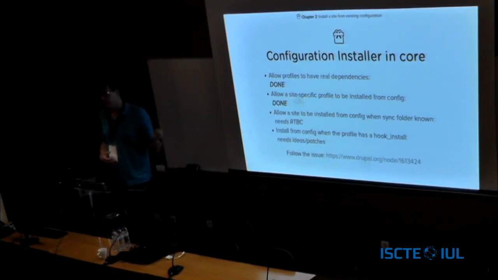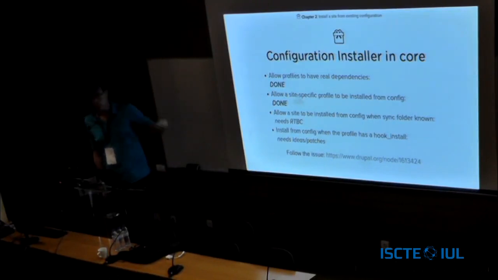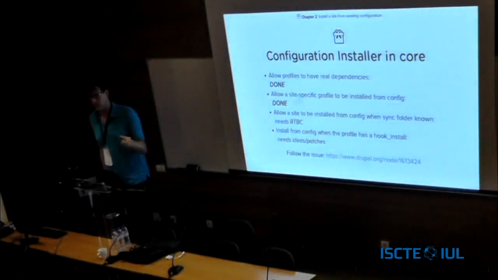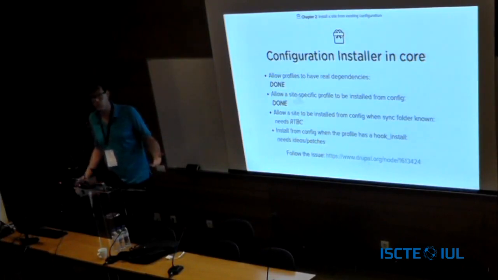But if you want to use this with, for example, minimal, then you would have to symlink the config sync directory into the profile, and we do not want to document that and make that the recommended way of doing things. So the next step is to allow a site to be installed from configuration if the configuration directory is already known, like in settings.php, and it's not empty and it contains exported configuration.